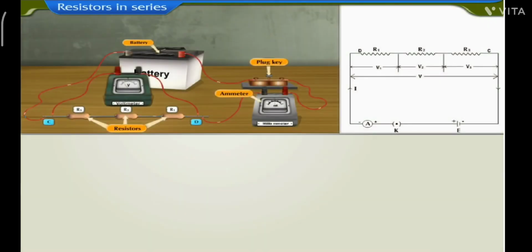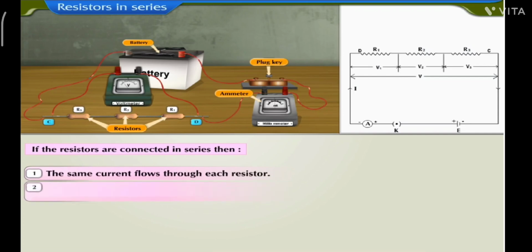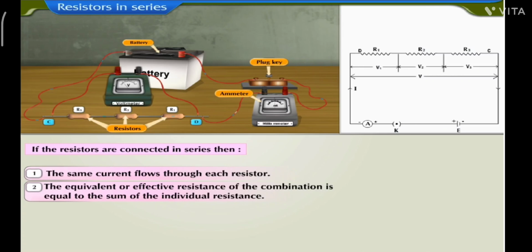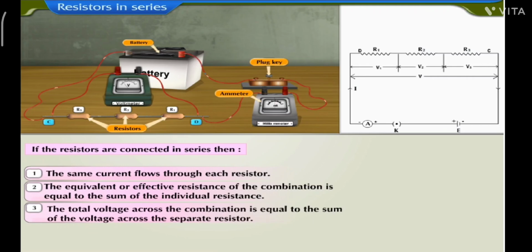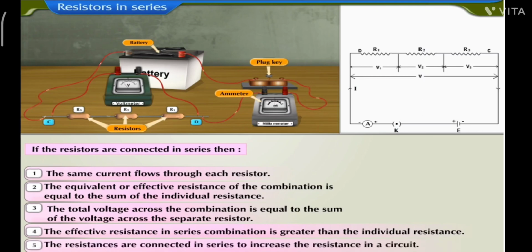Let us note some important points. If the resistors are connected in series, then: 1. The same current flows through each resistance. 2. The equivalent or effective resistance of the combination is equal to the sum of the individual resistances. 3. The total voltage across the combination is equal to the sum of the voltages across the separate resistors. 4. The effective resistance in series combination is greater than the individual resistances. 5. The resistances are connected in series to increase resistance in the circuit.